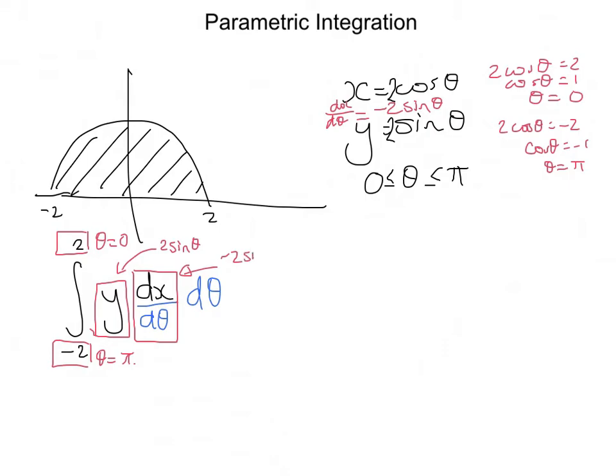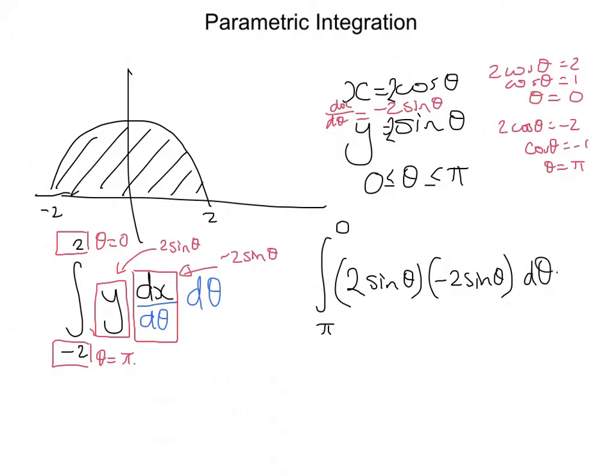Okay, let's rewrite this a bit more nicely. So we're going from pi to 0. Oh, that's the wrong way round. Don't worry about that. Normally we have the lower one at the bottom and then up to the higher one, but don't worry, we can swap it in a minute. Then we've got 2 sine theta. Then we've got minus 2 sine theta d theta. Okay, what I can do is pull the minus 4 out, and actually I can swap the limits round and change that minus to a plus.